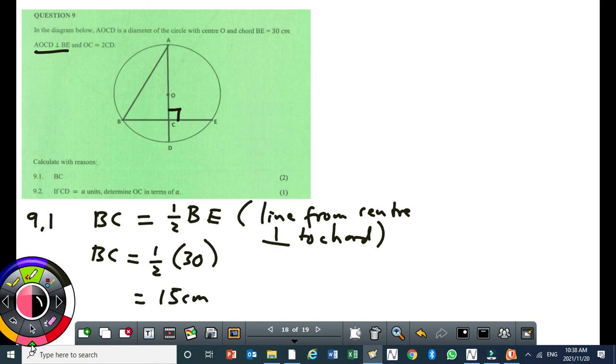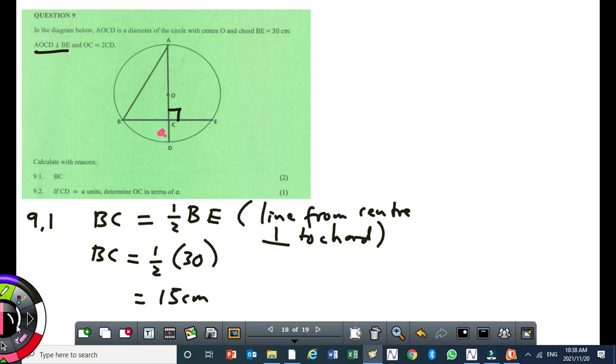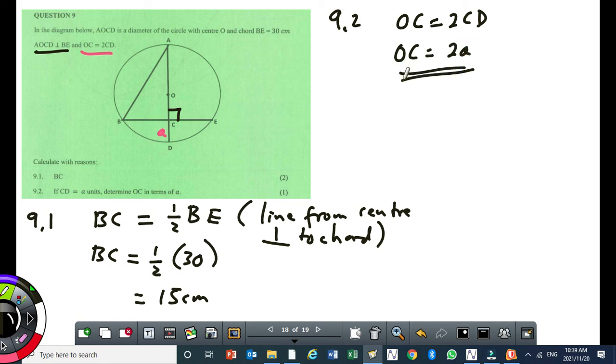So CD is equal to A units, determine OC in terms of A. Now, if you look at this ratio here, that's the one we are going to use. Right, so 9.2, we are told that OC is equal to 2CD. It's 1 mark, remember. So if you want to find OC, OC is going to be 2 times A. You see how easy it is?